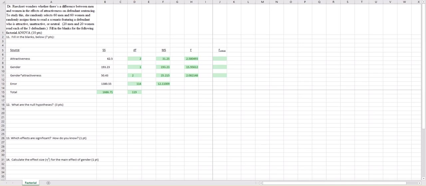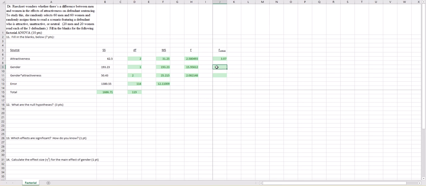We now need 3 F criticals. Alright, we're going to end up with 2 different ones. One for attractiveness. We use the degrees of freedom 2 for the numerator. We'll end up at 3.07. In this case we use 120 as our degree of freedom for the denominator because it is so much closer to 120, 114 that is, than 60.